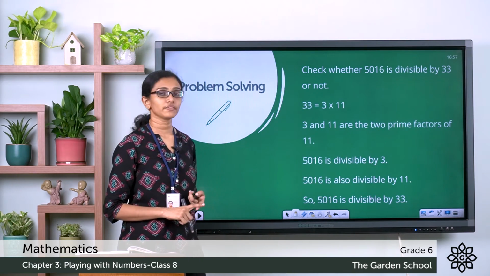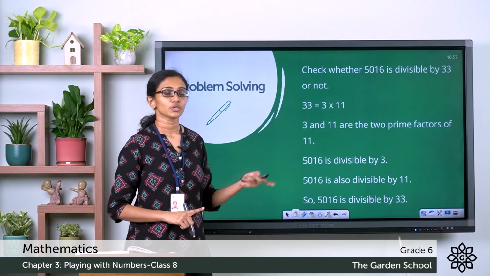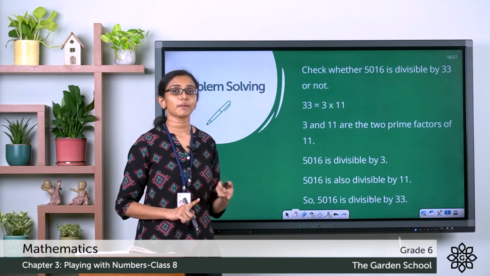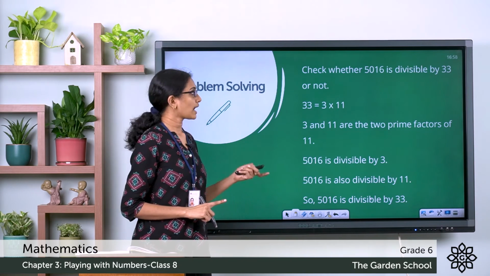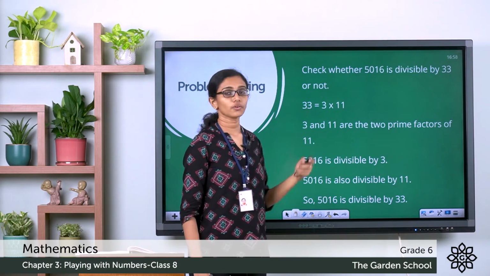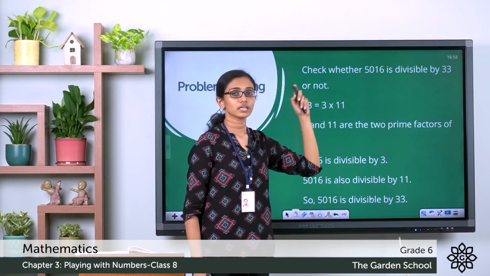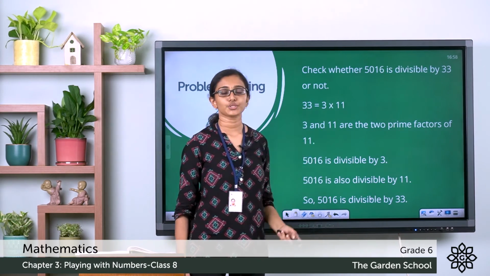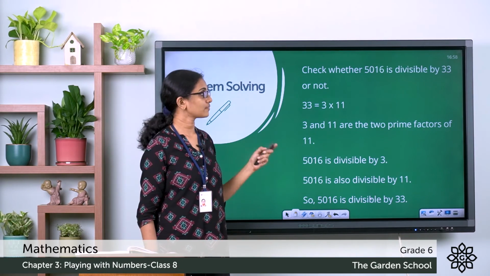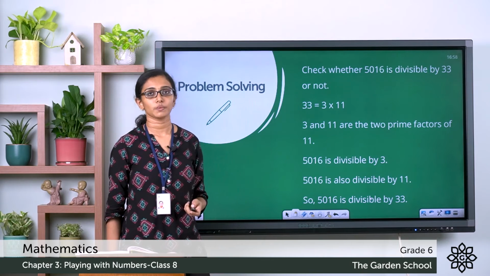So, how do you check if a number is divisible by 3? You have to take the sum of the digits of the given number and see if it is a multiple of 3. So, if you add the digits of 5016, what do you get? 5 plus 0, 5 plus 1, 6, 6 plus 6, 12. 12 is a multiple of 3. Hence, we can say 5016 is divisible by 3.